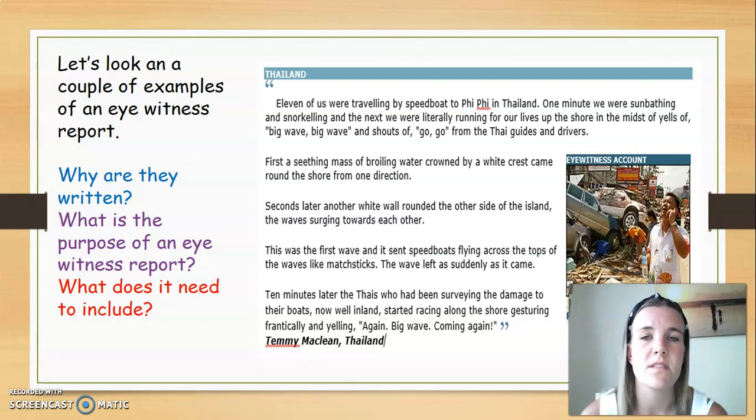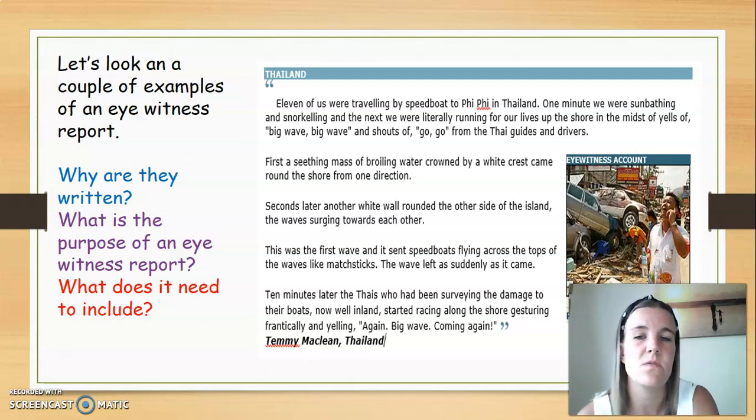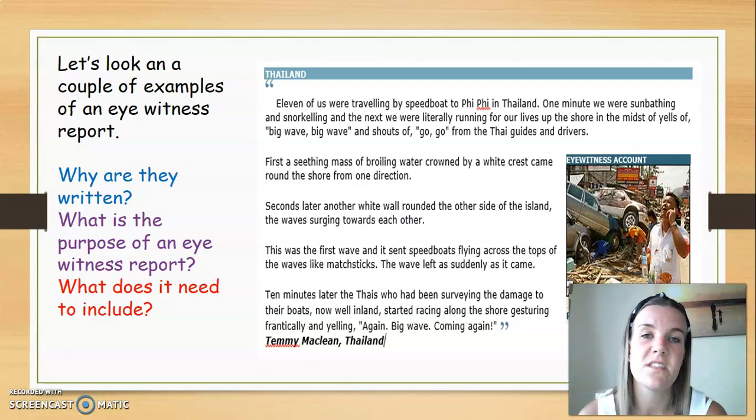You will also notice that there's lots of language that have been used there that we would call adverbs of time. This word here, first, so the thing that they've seen first of all, seconds later, 10 minutes later. So often new paragraphs are started with adverbs of time. So already some features that we've spotted.